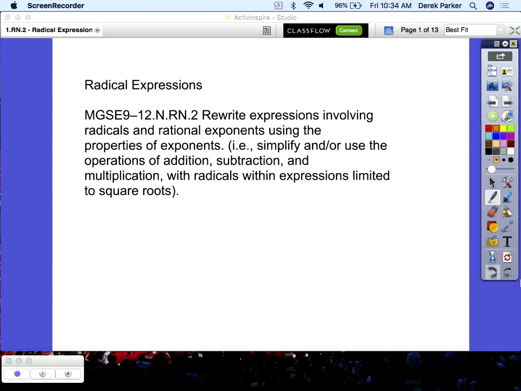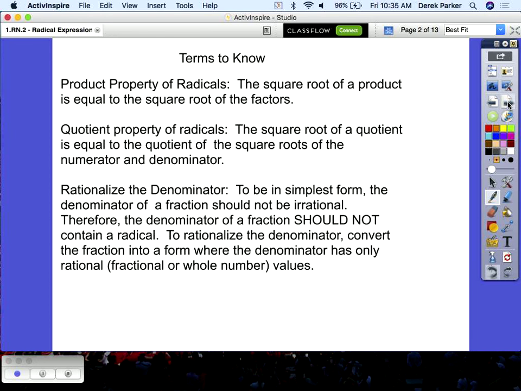In this standard, we're going to learn how to simplify and rewrite expressions involving radicals and rational exponents, or radical expressions. Terms to know. Product property of radicals. The square root of a product is equal to the square root of the factors. Quotient property of radicals. The square root of a quotient is equal to the quotient of the square roots of the numerator and denominator. And then rationalize the denominator.